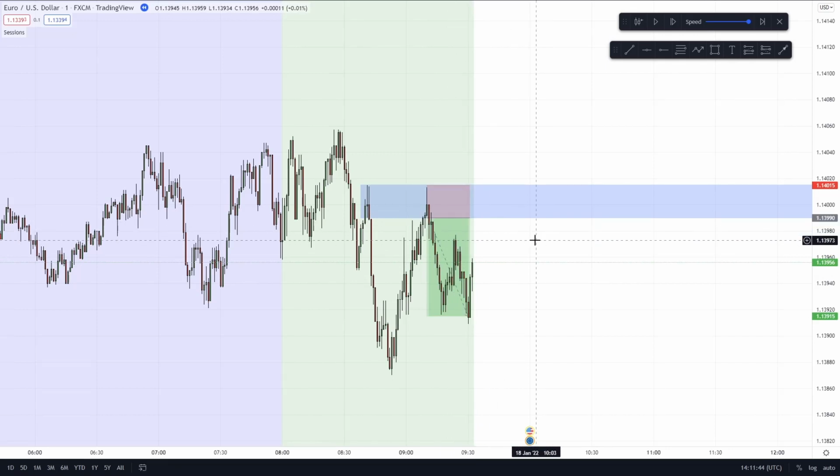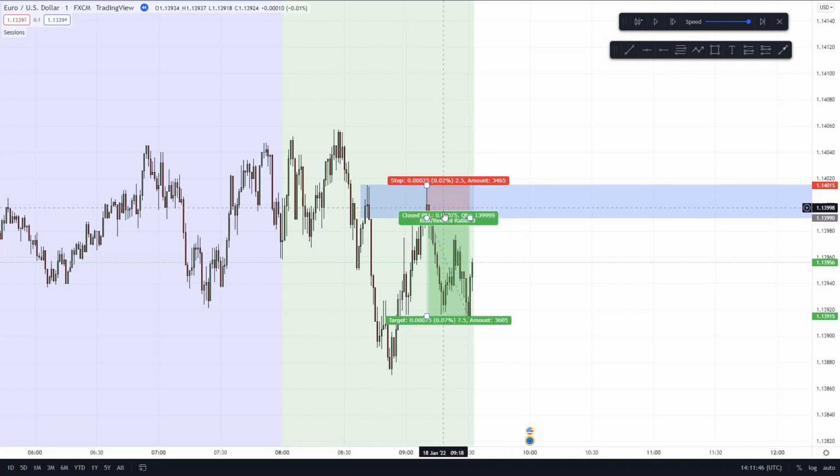Now, another thing that I want to say as well is for trading this strategy, you're going to be looking at very, very small stop losses.